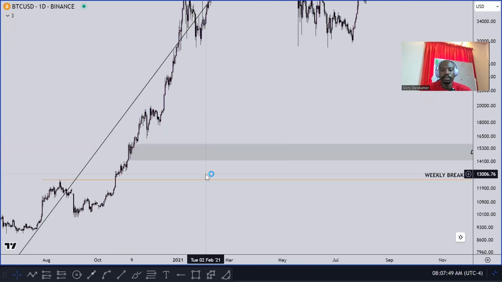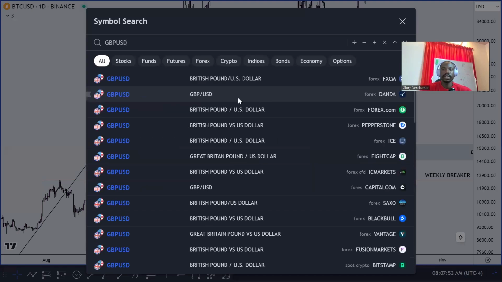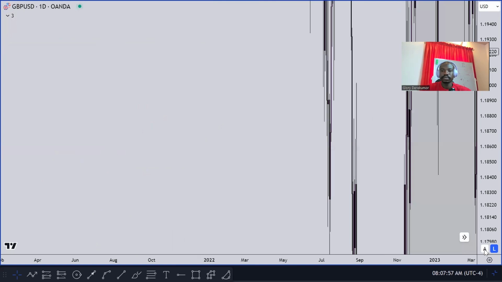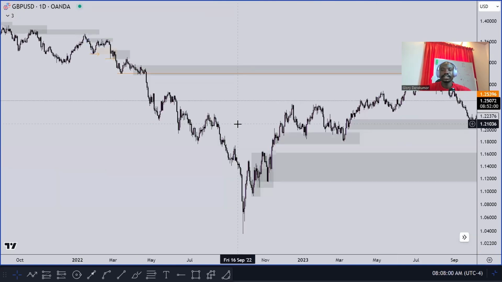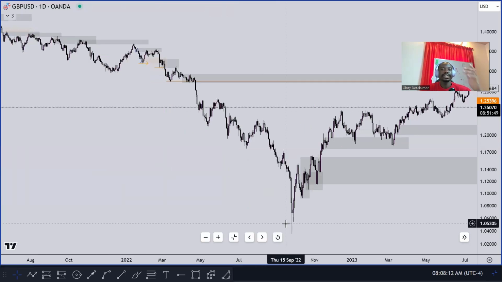Let me just go to another pair, GBP USD. I just wanted to show you guys that it's the same thing across the board. Now on GBP USD, just look at this beautiful downtrend here. Okay, I'm going to leave all of these for you guys to investigate on your own, but I believe based on what we are looking at here, from this high all the way to this low here, you can see all of the characteristics of a downtrend.